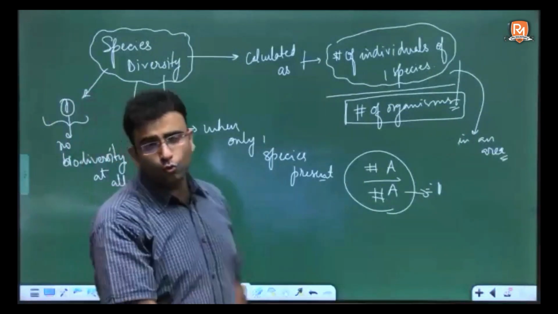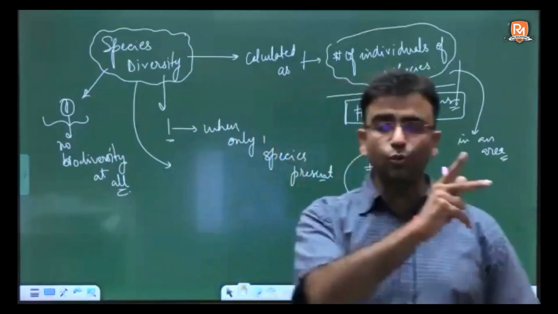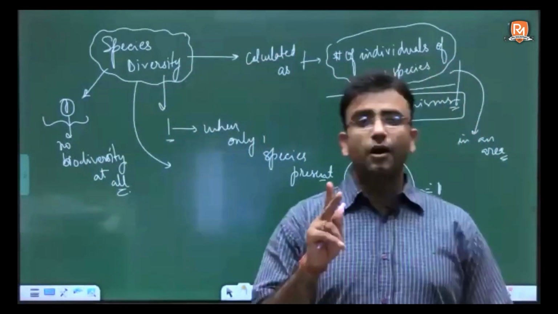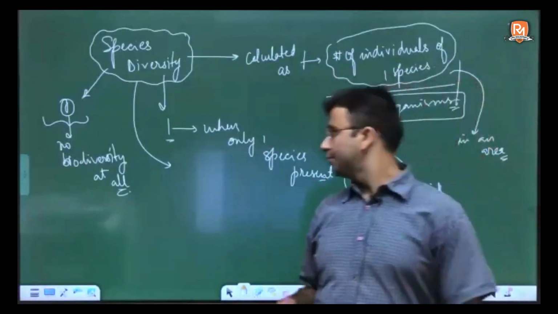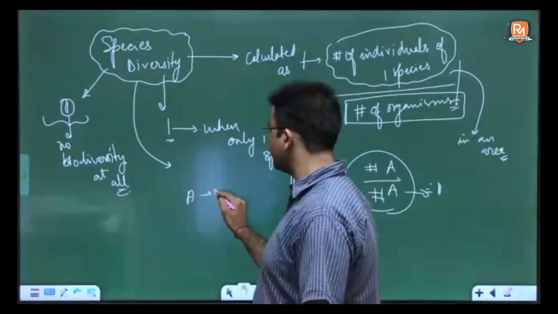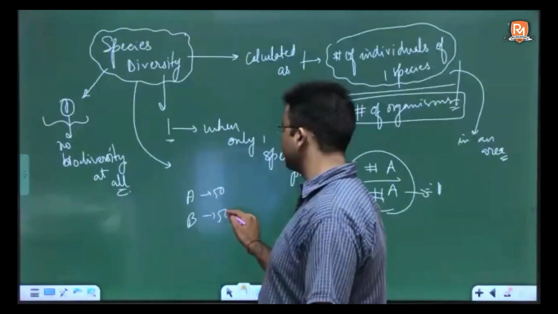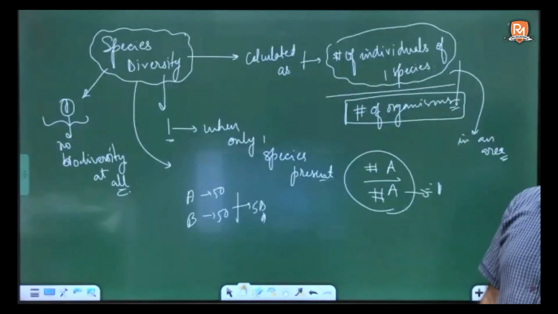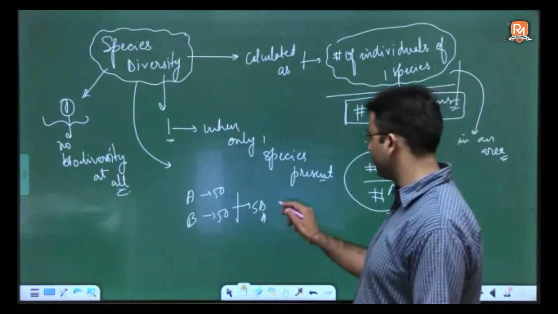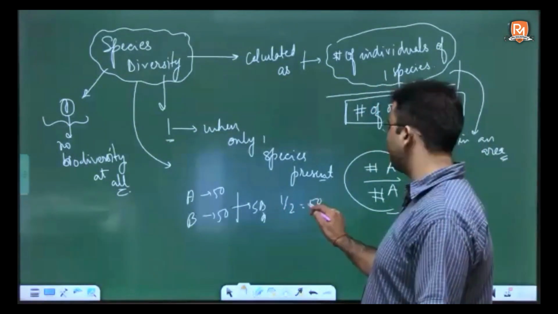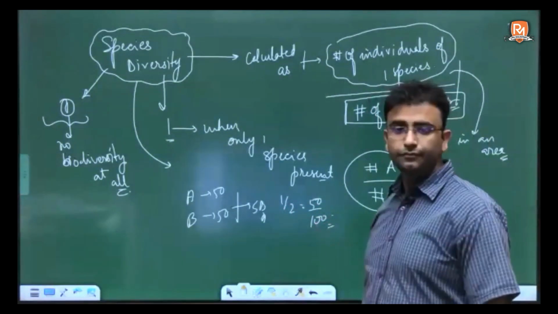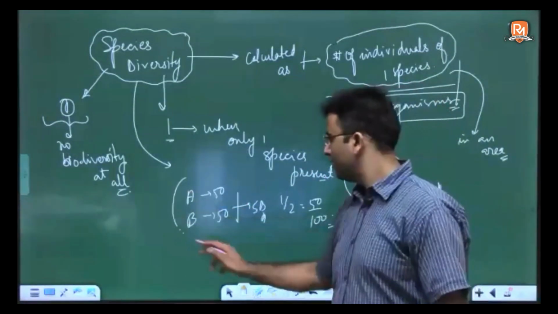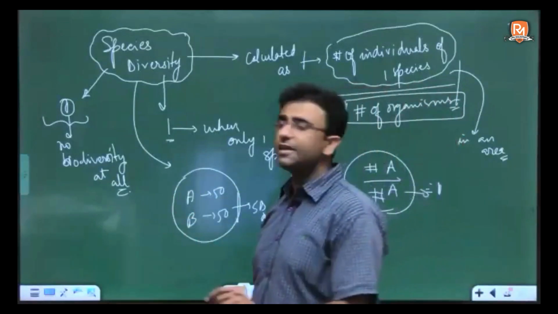Now, what if there are two species with an equal number of organisms? Suppose there is A with 50 organisms and B with 50 organisms. What will be the species diversity of A? Very good. It will be half: 50 divided by 100. So this is how you calculate the species diversity.